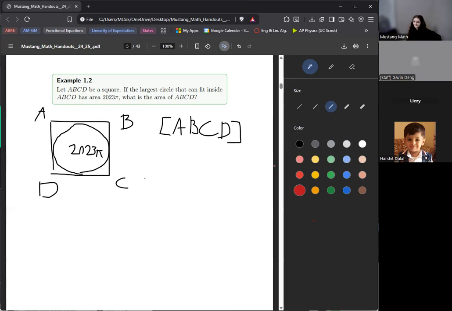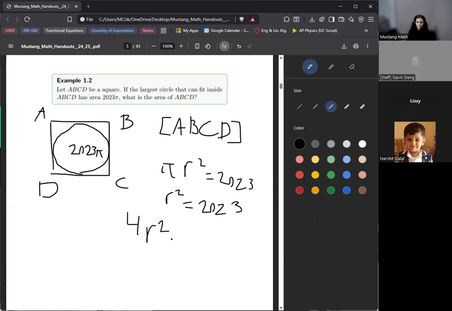Okay, so since the area of the circle is 2023 pi, that means that pi r squared is equal to 2023 pi. So r squared is 2023, and we don't need to simplify that anymore. Now what we want to find the area of is 4r squared. So 4 times r squared is just 8092. That's a really clever way to solve it. Yeah, so that is indeed the answer, 8092.